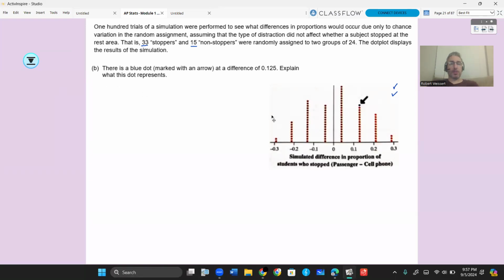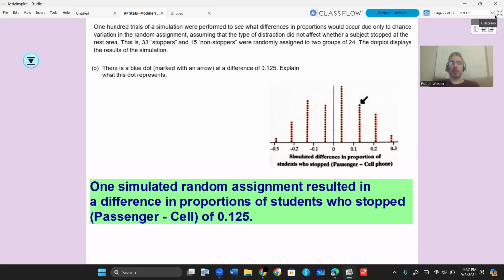So the dot plot displays the results of the simulation. This is one blue dot up here with a difference of 0.125. What does that mean in this problem? So what that means is one simulated random assignment resulted in a difference in proportions of students who stopped of 0.125. So one simulated random assignment. There's a whole bunch of them in here, but this blue dot represents one of them.